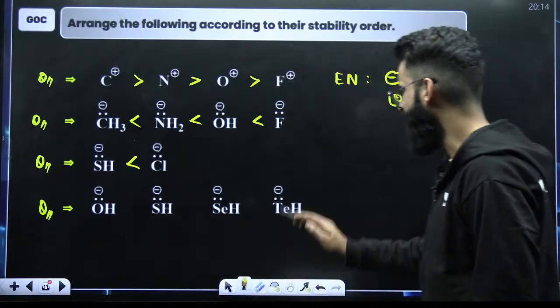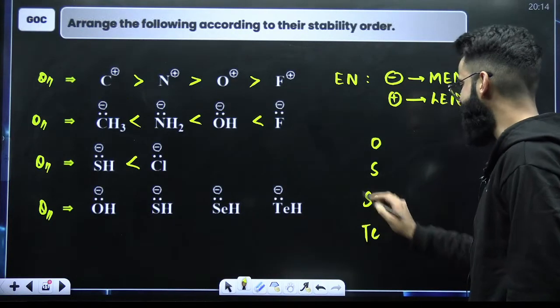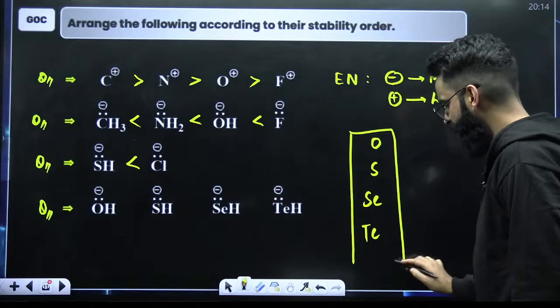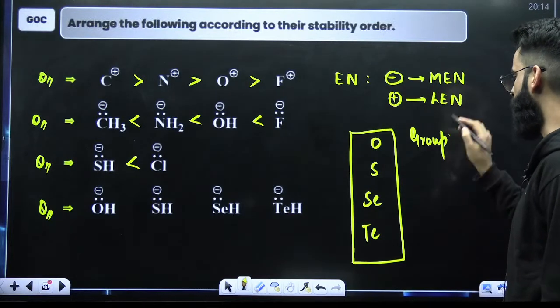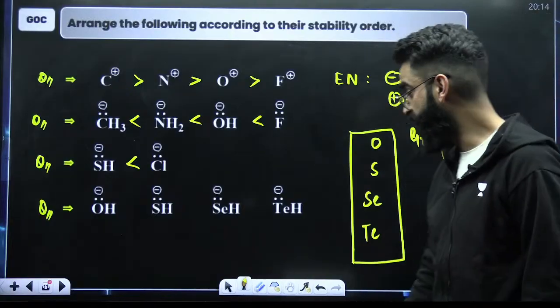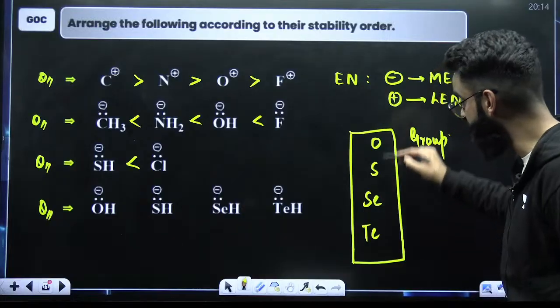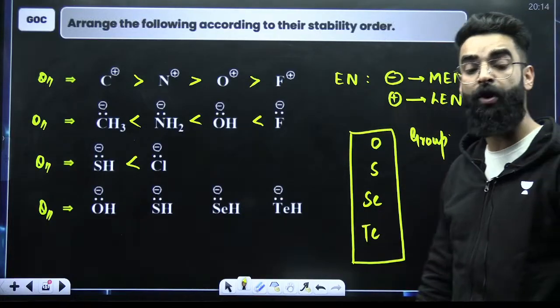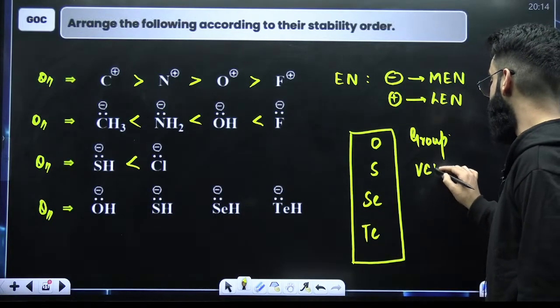Oxygen, sulfur, Se and Te. Do these elements belong to the same period or the same group? These elements belong to the same group. And in the group, if you want to talk about the stability of the charges on elements which belong to the same group, you are not going to talk in terms of electronegativity now. You'll be talking in terms of volume charge density.